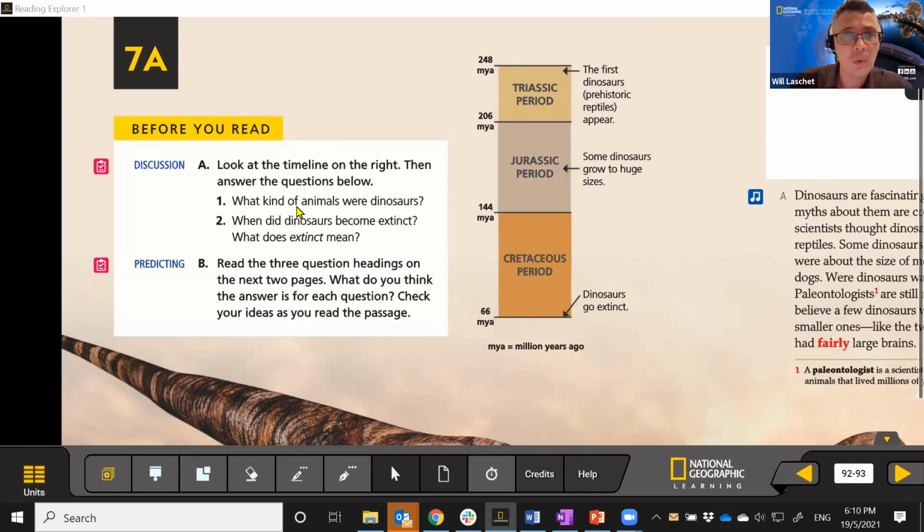So first of all, number one, what kind of animals were dinosaurs? If you look here in the timeline, you should be able to find the answer for me. So what kind of animals were dinosaurs? You can find the answer here.